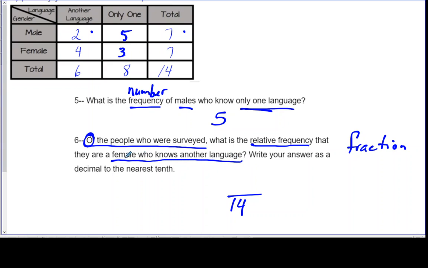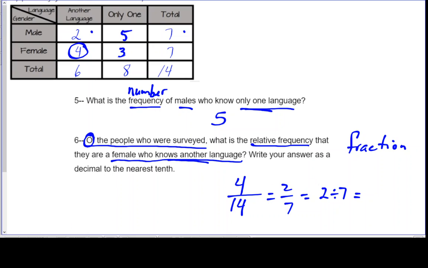So we need to find the females. The females, it's either going to be 4, 3, or 7, but we need only the females who know another language. So of these females, those 4 know another language. So 4 over 14 would be the fraction. That simplifies to 2 over 7. It said write it as a decimal rounded to the nearest tenth. So I could think of that as 2 divided by 7.